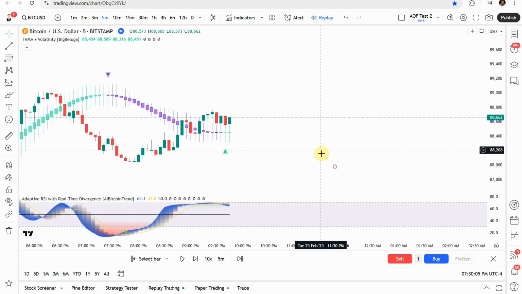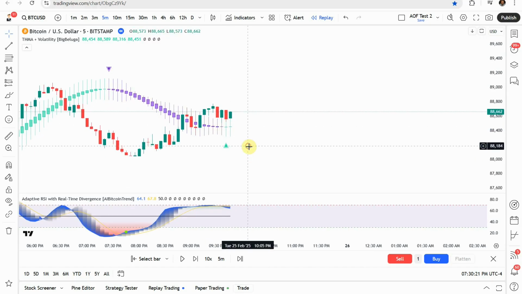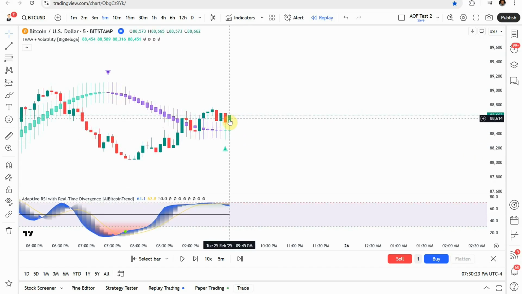Then lastly, we are looking for a decent green candle. You don't want a green candle like this, which is basically a pin bar candle or a hammer or something like that. You want to have some decent body to it with as little wick as possible. You can see that we picked that up right here. That'll be the signal to then enter into a long.